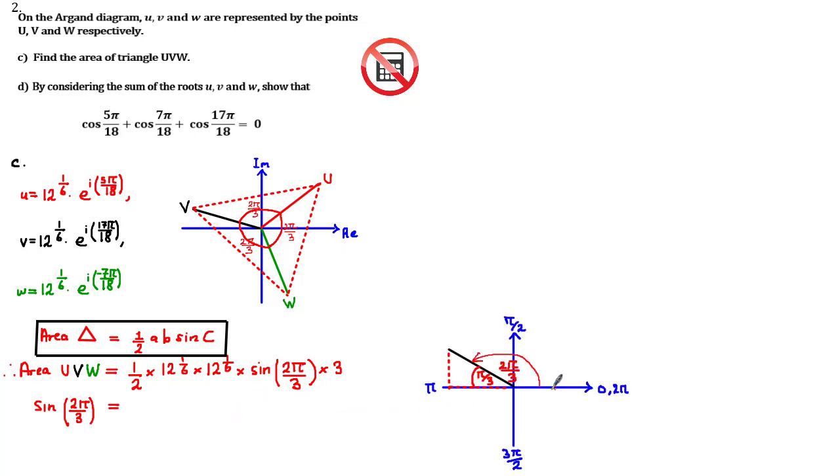Using the quadrant diagram, you should be able to see that sine of 2 pi over 3 would be the same as sine of pi over 3, and pi over 3, or 60 degrees, is a special angle, one of the angles in the special 1, 2, root 3 triangle. And since we know that sine of an angle is equal to the opposite over the hypotenuse, it follows that sine pi over 3 is equal to root 3 over 2.